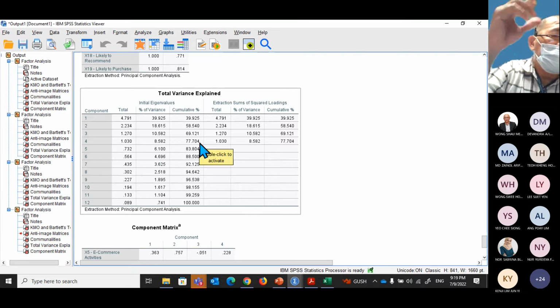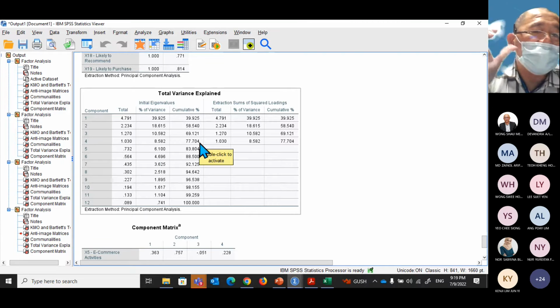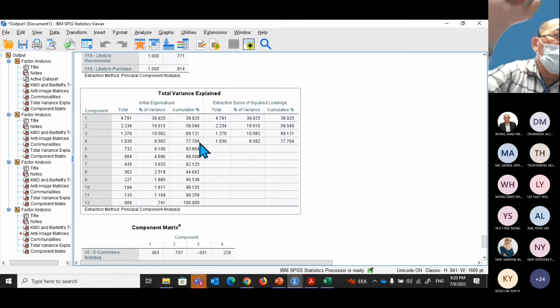You can think of this value as quite similar to the R squared. These 4 components or 4 factors already cover 77.7%. Because we cannot take everything, we only want the important factors.